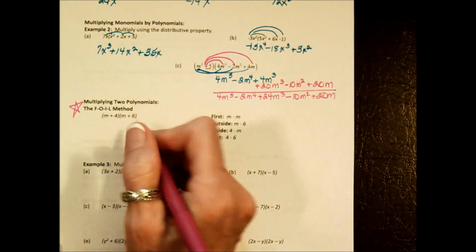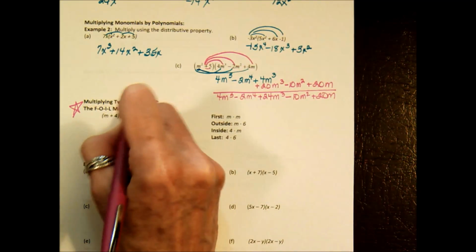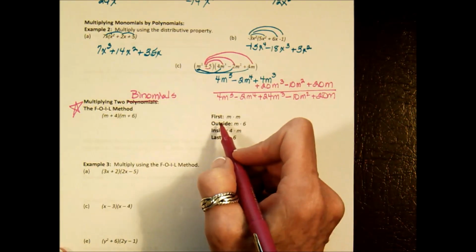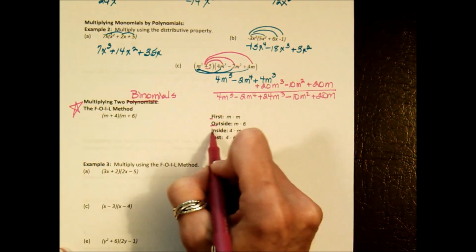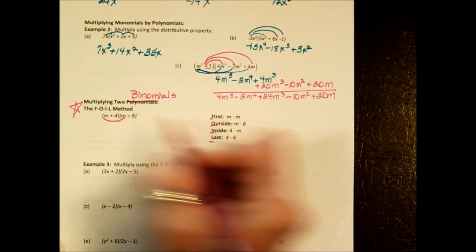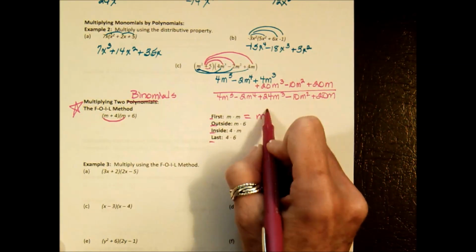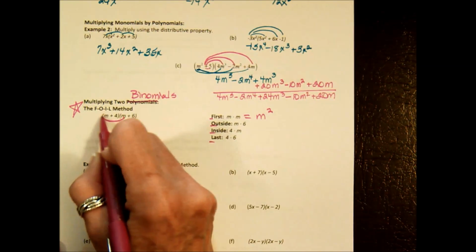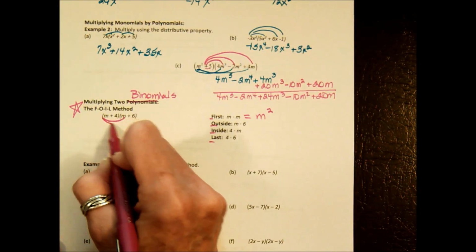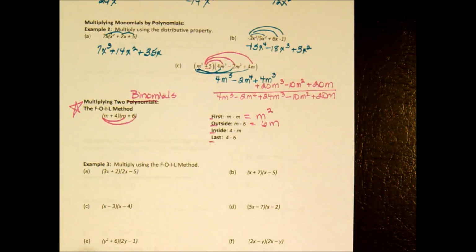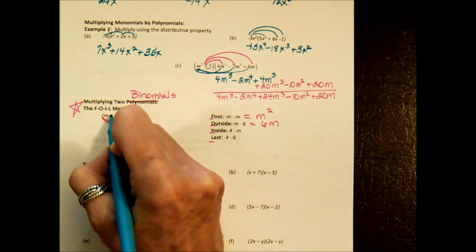And it's when you are multiplying two binomials. We use FOIL. FOIL is an acronym: first, outside, inside, and last. So in this case, our first is the first term in this parentheses times the first term in that parentheses, which is m squared. Our outside is the ones that are furthest apart. So m times positive 6 is 6m. Then we go inside for the I, that's the positive 4 times the m.